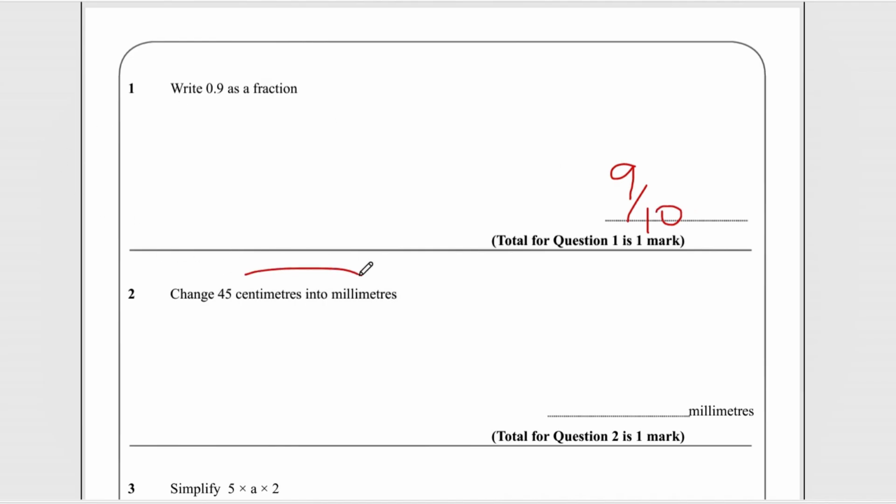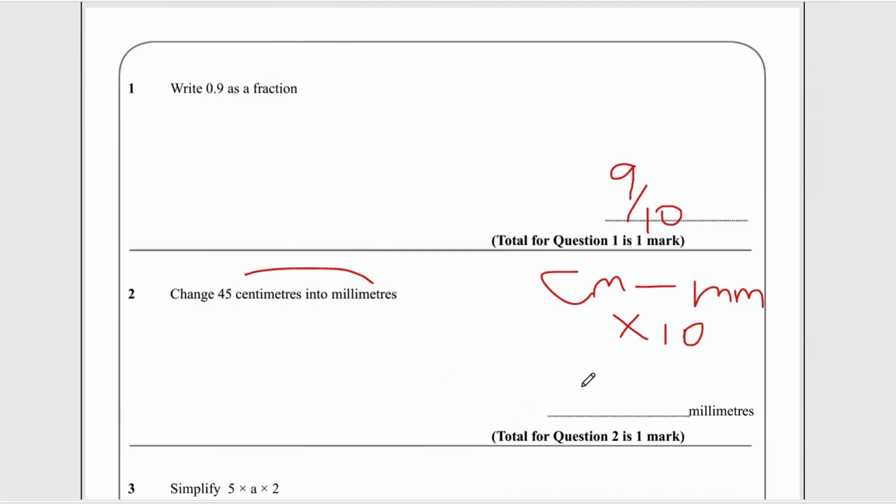Change 45 centimeters to millimeters. Now, centimeters is 10 times bigger than millimeters. So if you're going from centimeters to millimeters, you just times 10. The other way around will be divide by 10. From millimeters to centimeters, small to big, divide by 10. I always tell my students, if you're going from big to small, multiply, small to big, divide. So centimeters to millimeters, big to small, you multiply by 10.